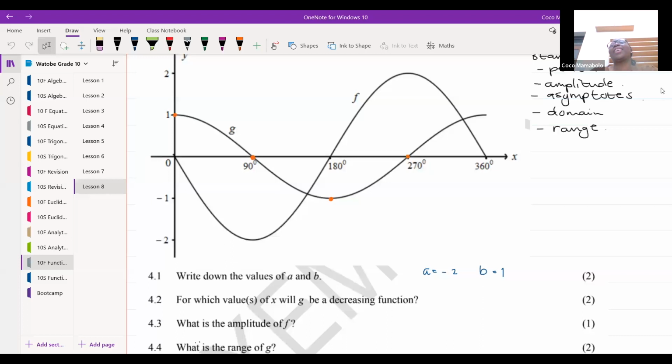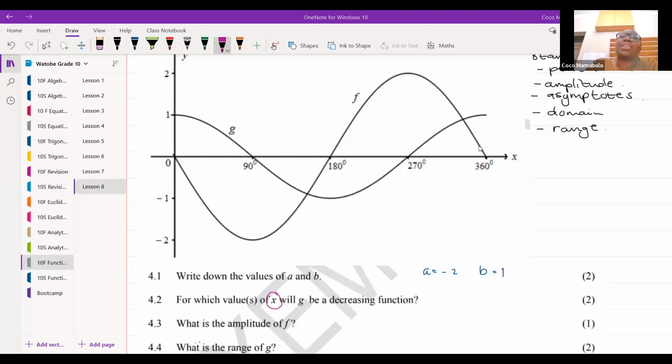All right, guys. For which values of X will G be decreasing? Tell me, which graph is the G graph? Good, it's the cos graph, right? We can't say the top one because we're not even sure what top means. So we need to find a space. Remember, they want values for X, where my cos graph is decreasing.